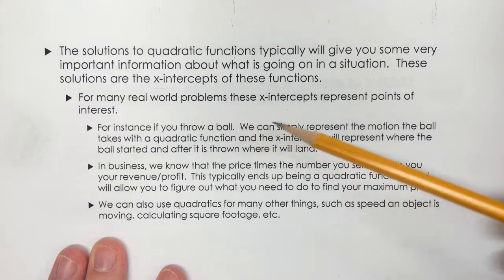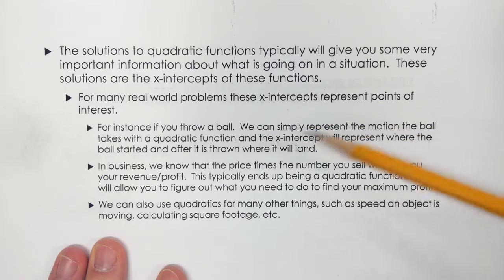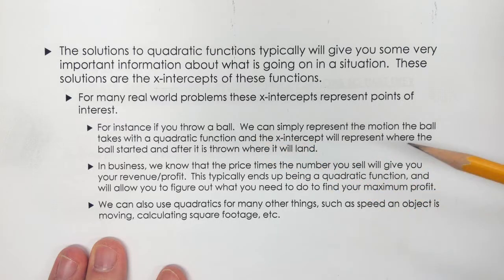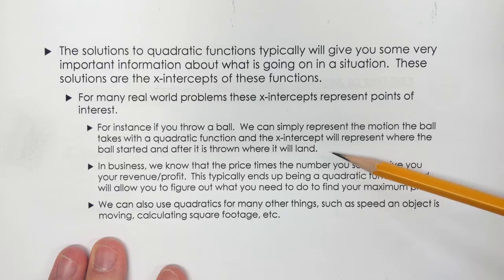For instance, if you throw a ball up in the air, we can represent the motion of the ball using a quadratic function, and the x-intercept represents where the ball started and, after it is thrown, where it will land. So we can figure out distance, like from point A to point B, or hypothetically where the ball should end up.